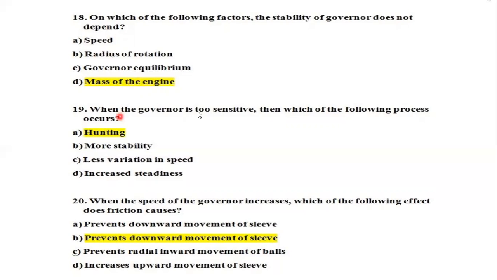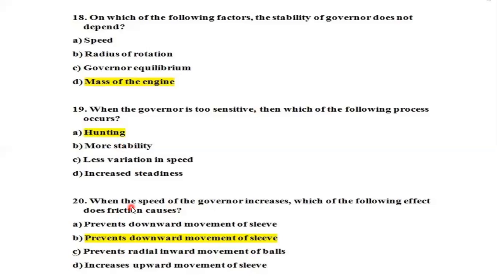So when the governor is too sensitive, which of the following occurs? Normally we know very well, right? Hunting. We have seen this in many videos, even in previous cases. So the answer will be hunting. Actually, hunting is a process in which the speed of the engine is continuously fluctuating above and below the mean speed. This sometimes happens when the governor is too sensitive. So it's too sensitive, it's hunting.